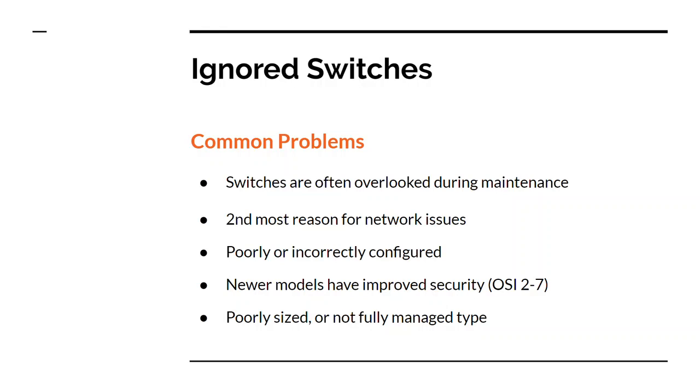So switches also communicate how your network behaves. If you don't check your event logs, your error logs on the switches, or have some sort of tool to monitor the switches, you really don't know how your network is behaving. Some issues arise when the switches are poorly configured or incorrectly configured.